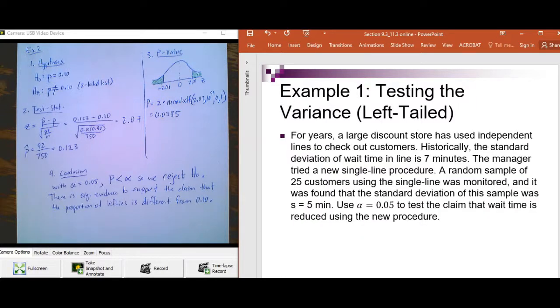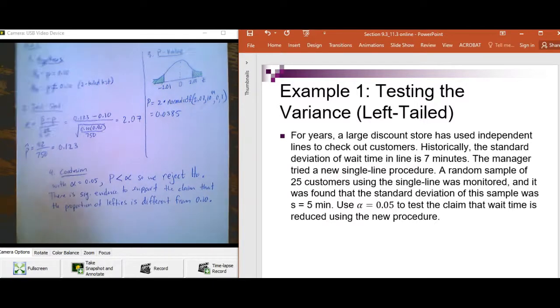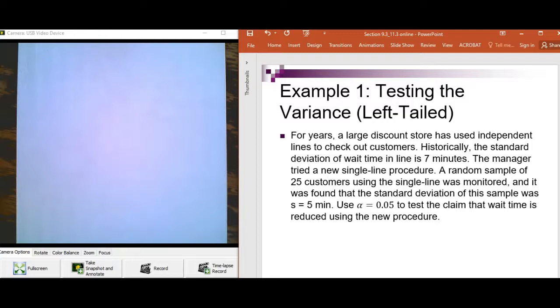Okay. So the process for testing the variance is almost exactly the same as testing for mean or proportion. We follow that same four-step process. It's just the formulas get a little bit different. So let's try this example.